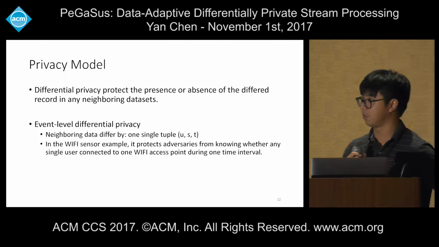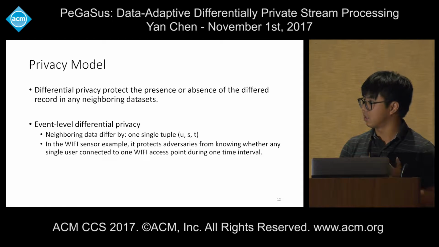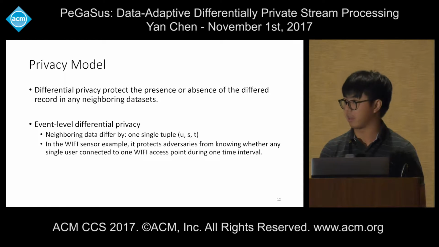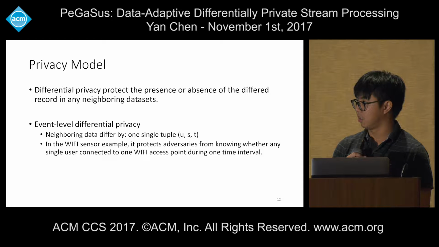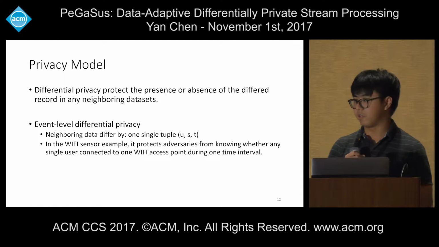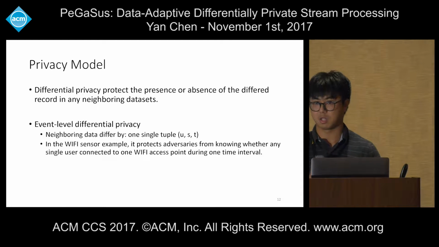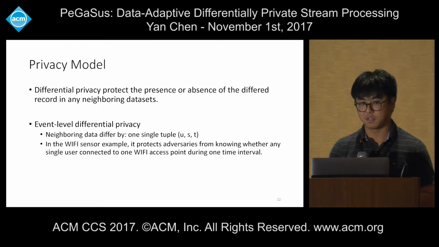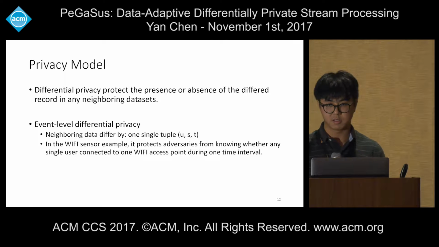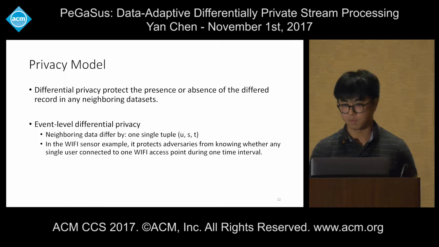So for the privacy model, we want to apply differential privacy in this work. We have just discussed that differential privacy protects the presence or absence of a record in any neighboring data set. So here in this work, we apply event-level differential privacy. In event-level differential privacy, the neighboring data sets are defined to differ by one single tuple. So in the Wi-Fi sensor example, it will protect against adversaries knowing whether any single user connected to a Wi-Fi sensor during one time interval.